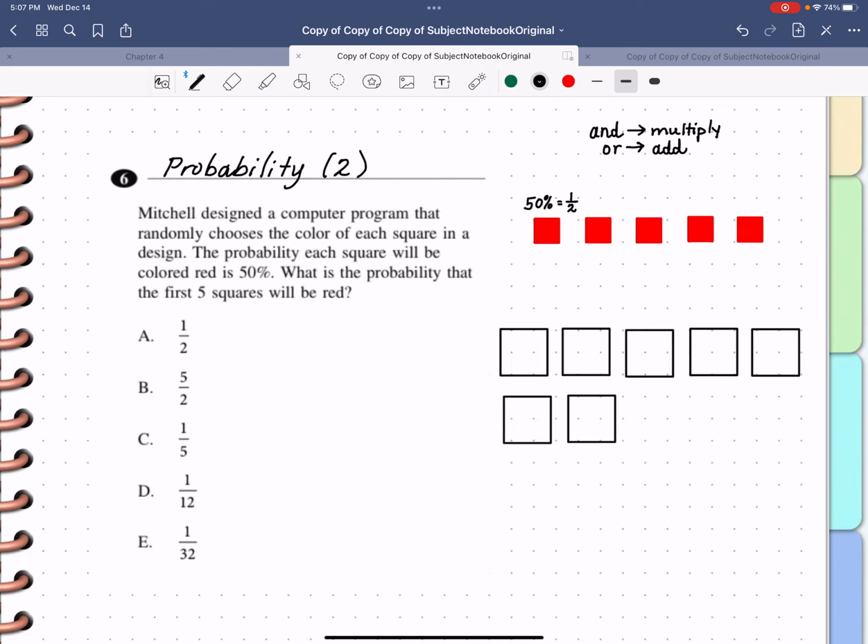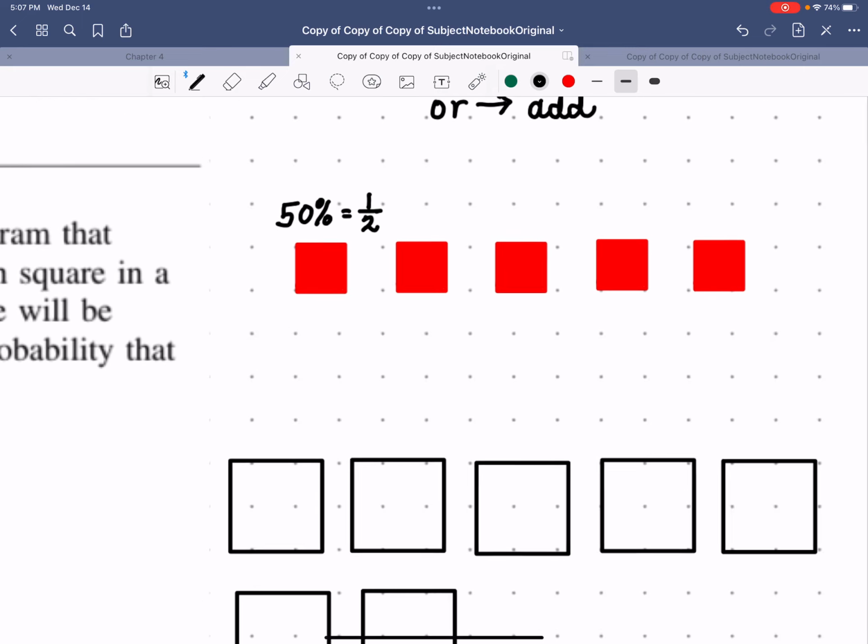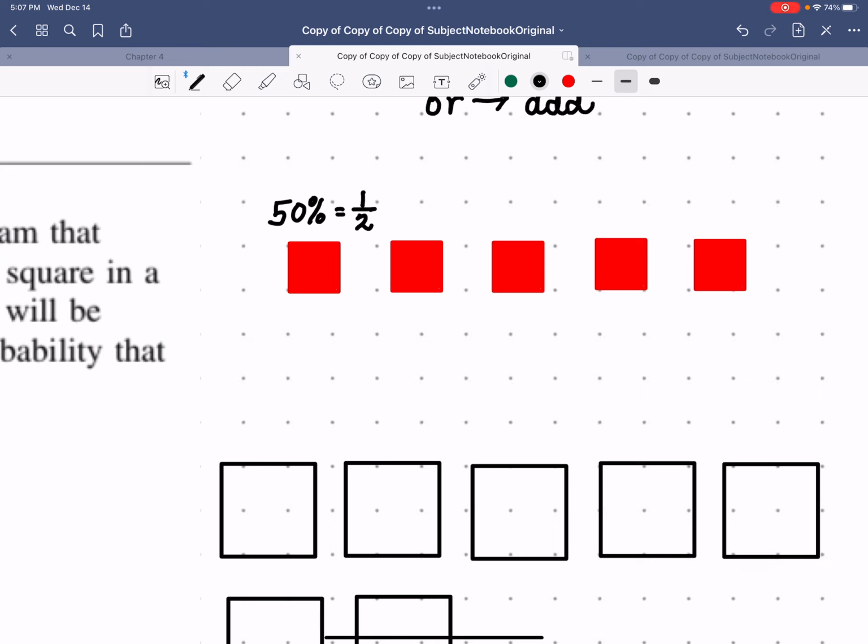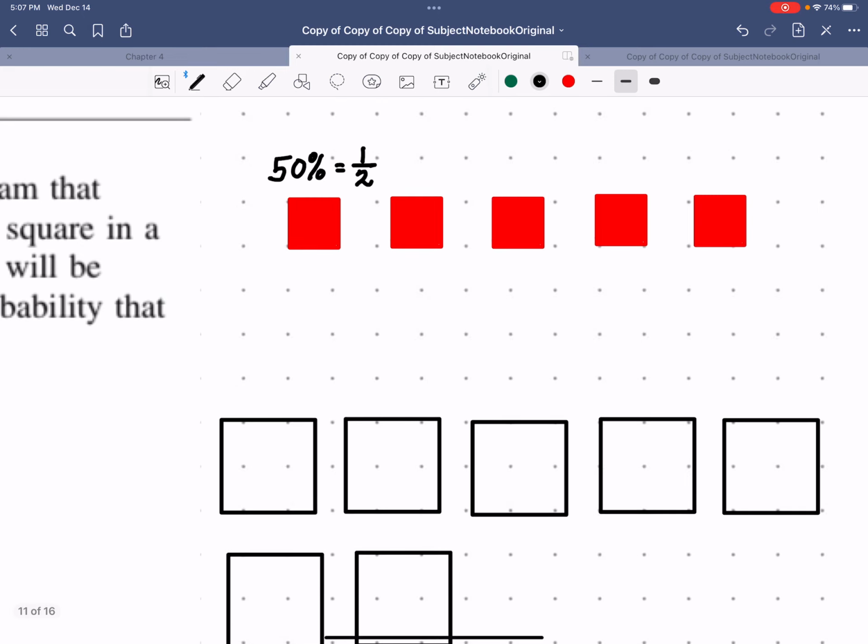So I've scaffolded this problem by drawing 5 squares. And we know that the probability for a red square is 50%, or 1/2. So we know that this one has a probability of 1/2, and this one has a probability of 1/2, and this one, and this one, and this one. And we know that we want all of them to be red in this scenario.